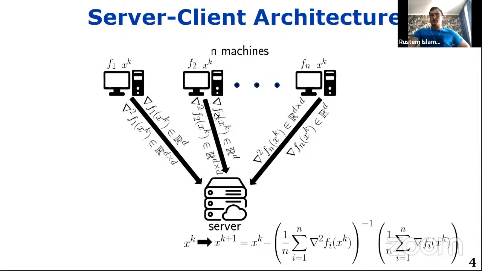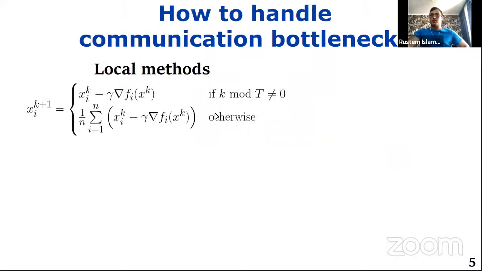The main problem of this architecture is communication, just because the cost of communication is much more expensive than the cost of local computations. That's why in distributed optimization, we do not optimize the number of steps to convergence, but the number of bits, for example, that were broadcasted from clients to the server. So this is the key difference between classic optimization and distributed optimization. Okay, so how can we handle this communication bottleneck?